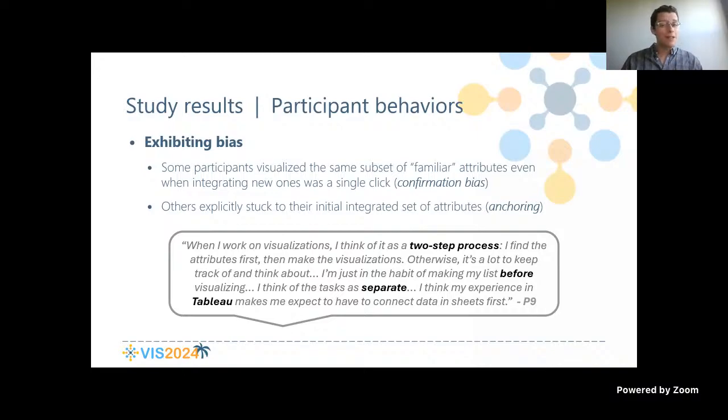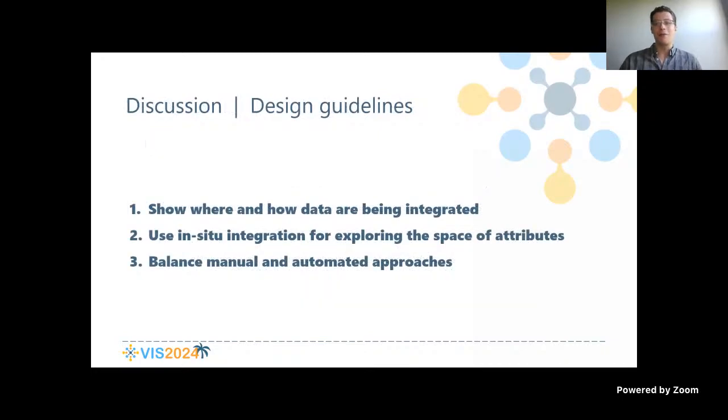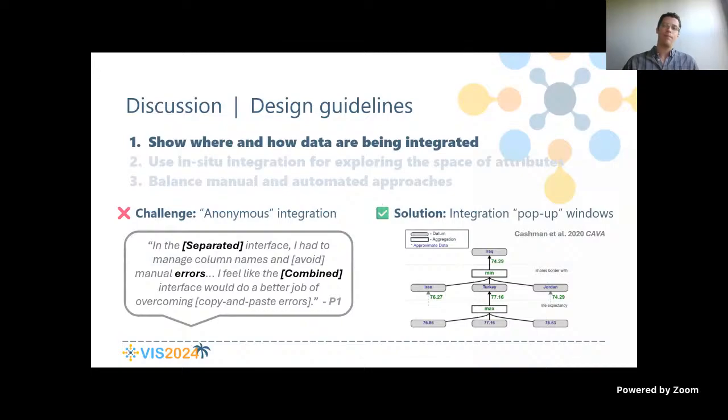And we believe that this mirrors that common expectation of mentally separating data integration and analysis, like P9 points out here. So with our results, we synthesized 3 guidelines for designing future visual analytics interfaces that can support integrating attributes throughout an active analysis process. 1, show where and how data are being integrated. 2, use in situ integration for exploring the space of attributes. And 3, balance manual and automated approaches.